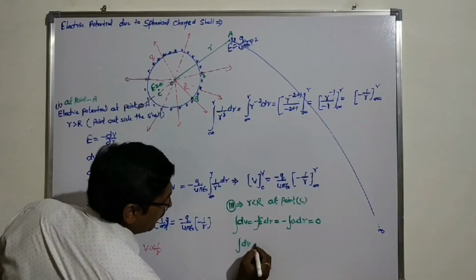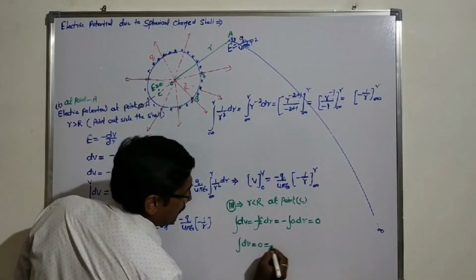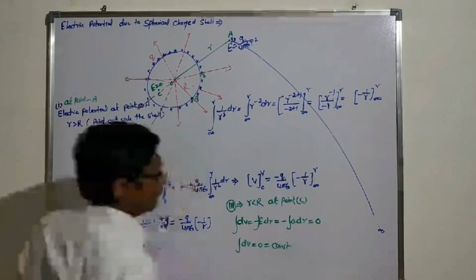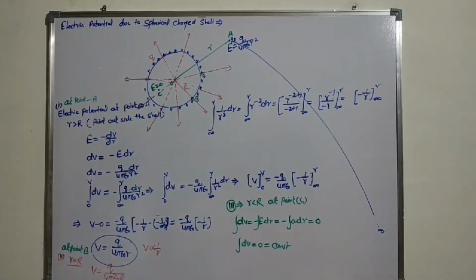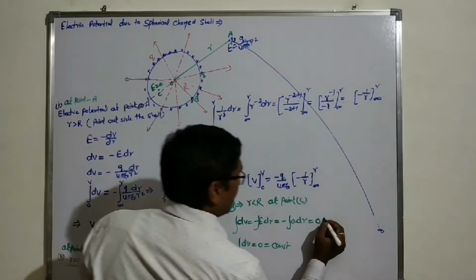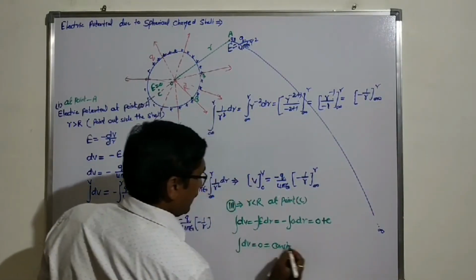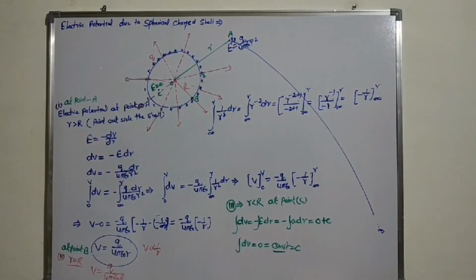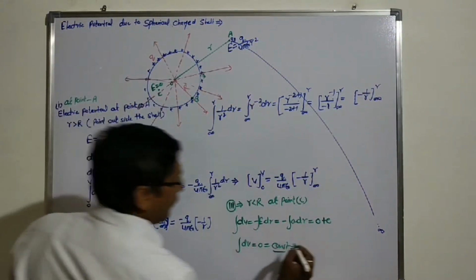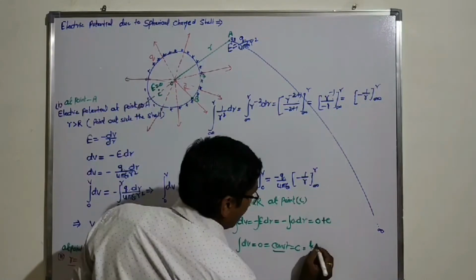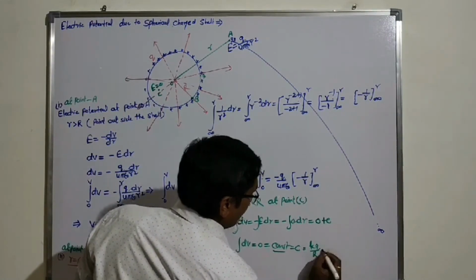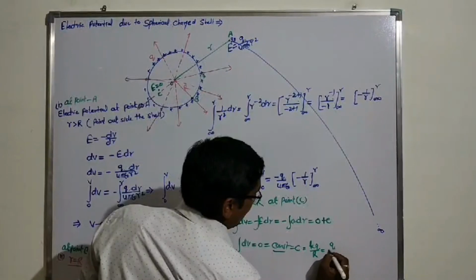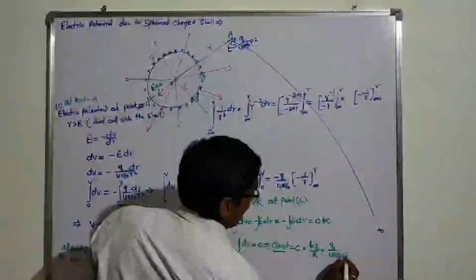Now the integration of 0 is equal to a constant value. Here it is 0 plus c, so this is the constant c, and this constant is equal to the electric potential at the surface, so it is equal to kq by R, or q upon 4 pi epsilon naught R.